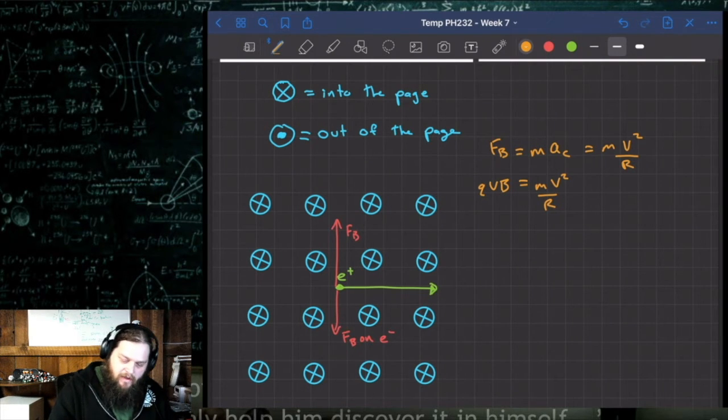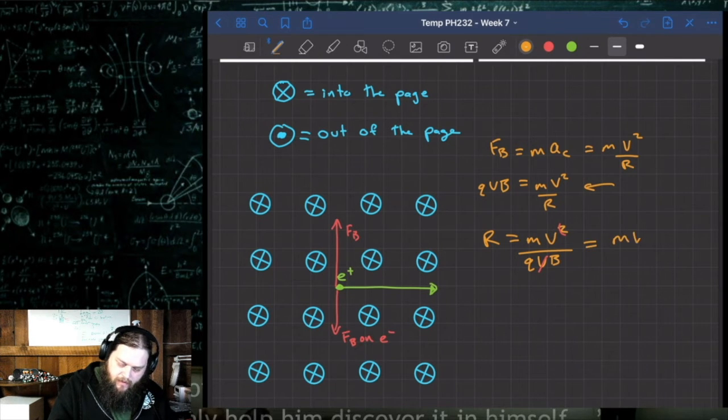So solving this equation up here for the radius, really just swapping those two across, we can say R is equal to the mass times velocity squared over QVB. Notice our velocities are going to cancel out. We're still going to have one on the top, but none on the bottom, so that's MV over QB.